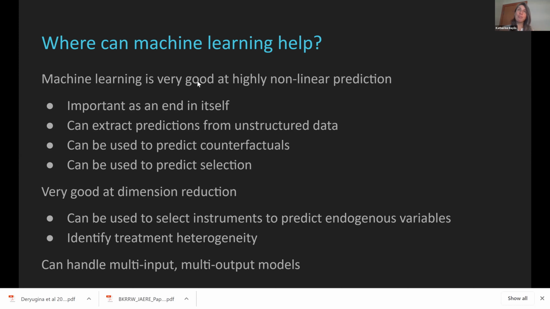Because machine learning is good with predictions, we can use it to predict, say, counterfactuals, to get estimates of treatment effects.